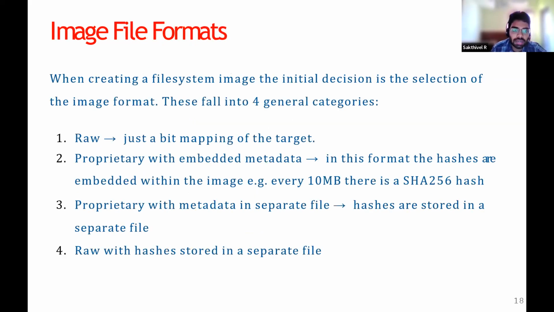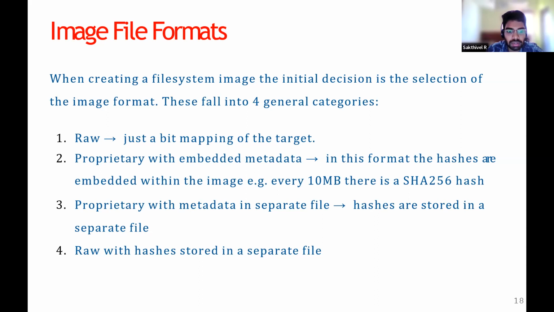And yes, there are different image file formats, and they fall into four categories. First, a raw image, which is just a bit mapping of the target. Next is proprietary with embedded data. In this format, the hashes are embedded within the image, and every 10 MB we use the SHA-256 hashing algorithm. The third one is proprietary with metadata in a separate file. Hashes are stored in a separate file.